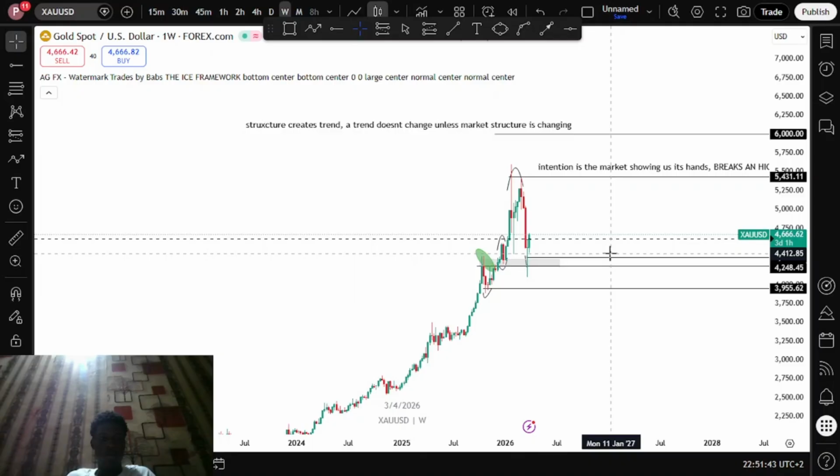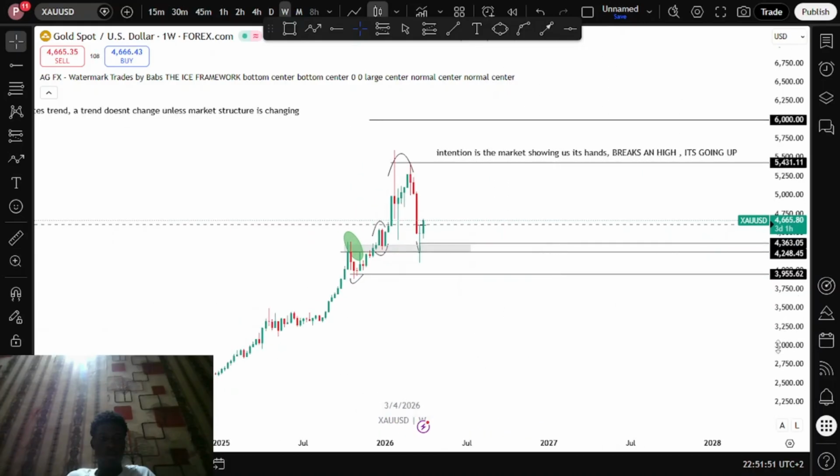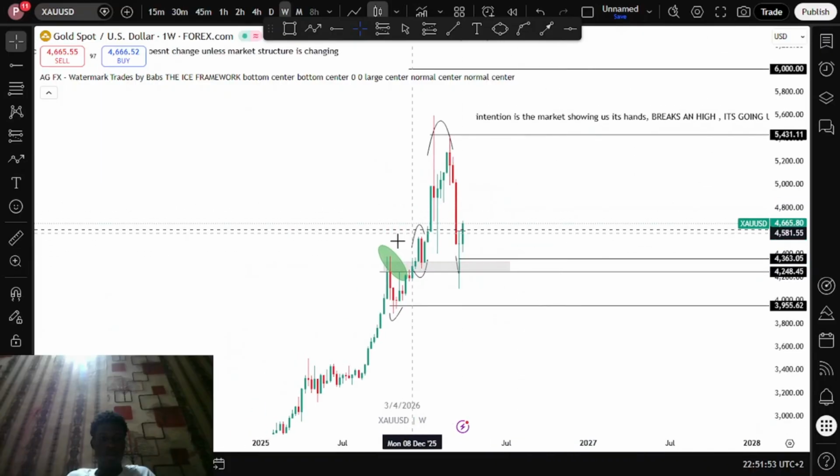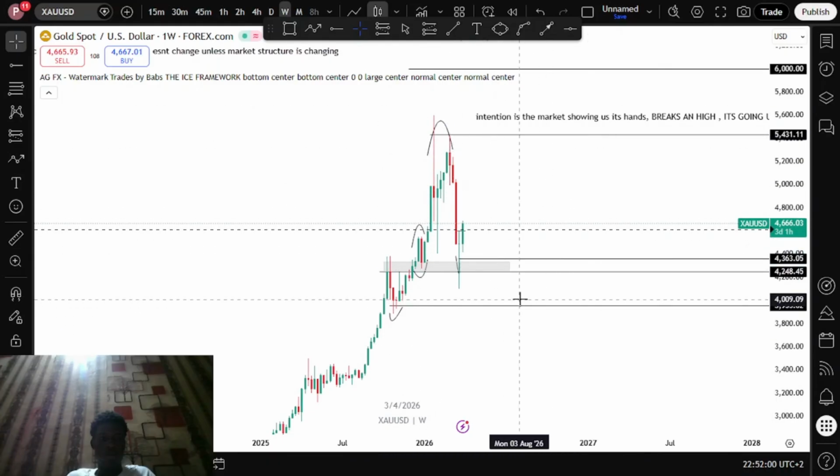The 1 hour will respect the 4 hour. So the bigger the time frame, the more respect it holds. So gold is still going bullish, as far as this structure, this low that created this intention has not been taken out.